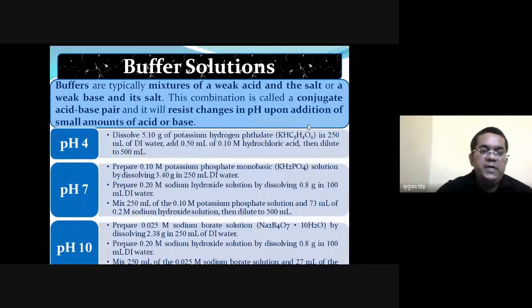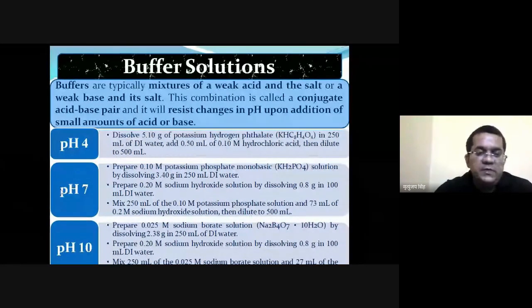For making pH 4 buffer, dissolve 5.1 gram of potassium hydrogen phthalate in 250 ml of deionized water. Add 0.5 ml of 0.1 molar hydrochloric acid, then dilute it to 500 ml.